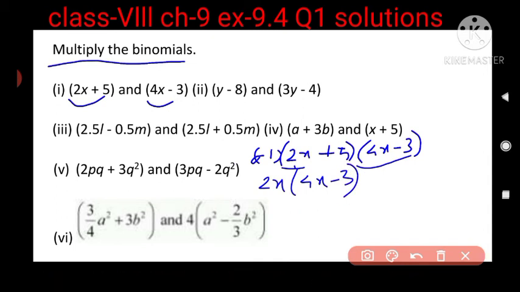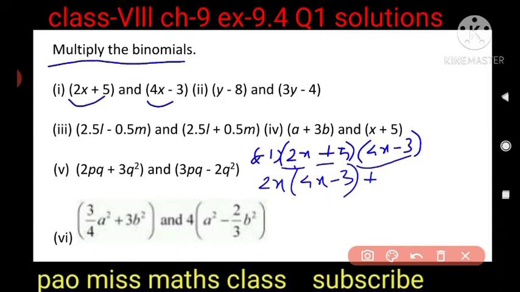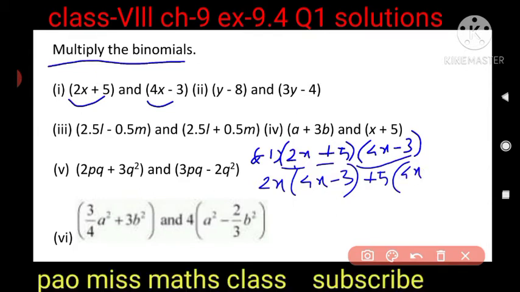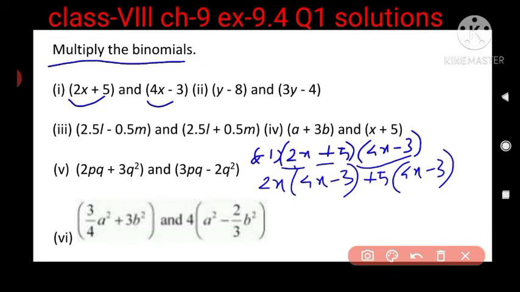You have to be very careful here. Now what is the next term? Next term is plus 5. So again this plus 5 also you have to multiply with both the terms of the second binomial, that is 4x minus 3. Now you will solve these two terms separately.